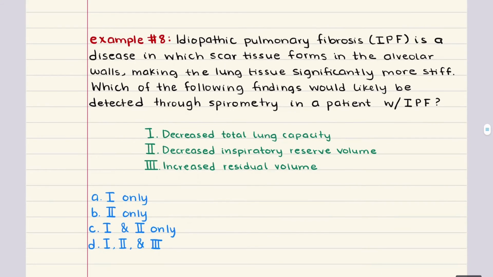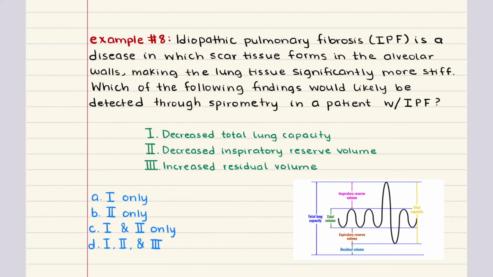Problem 8 says, idiopathic pulmonary fibrosis, IPF, is a disease in which scar tissue forms in the alveolar walls, making the lung tissue significantly more stiff. Which of the following findings would likely be detected through spirometry in a patient with IPF? Statement 1 says decreased total lung capacity. Statement 2 says decreased inspiratory reserve volume. And statement 3 says increased residual volume.